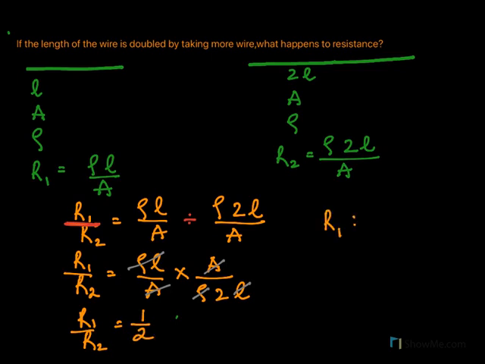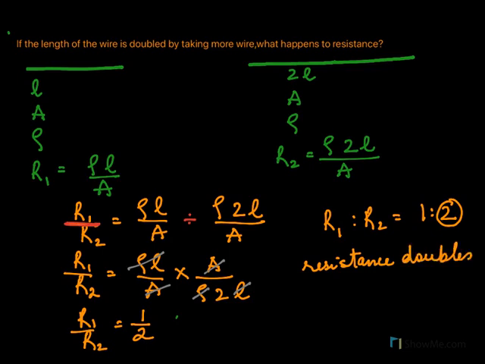That means the ratio is 1:2. So you see the resistance doubles. R2 is more than R1. Or there's another way of looking at it. If R1 over R2 is 1 by 2, R2 over R1 is 2 by 1. So R2 is double of R1.